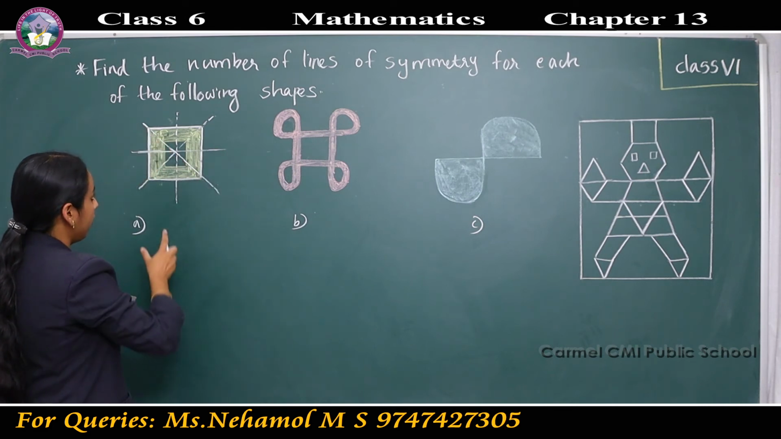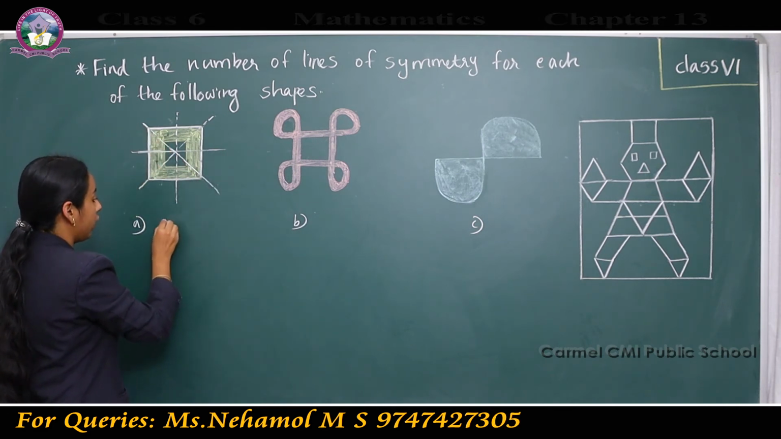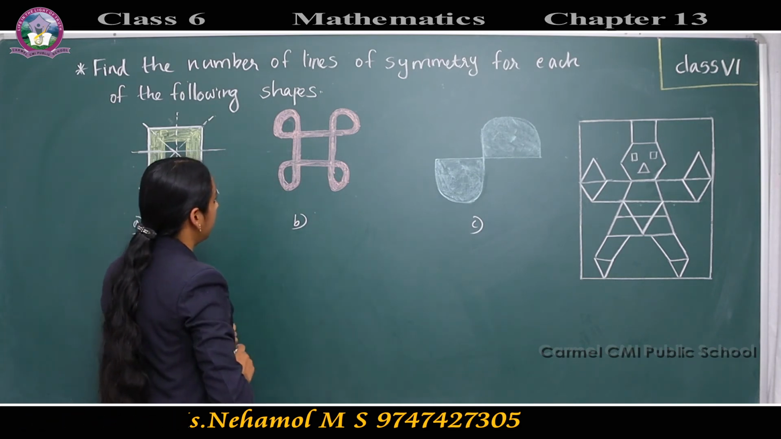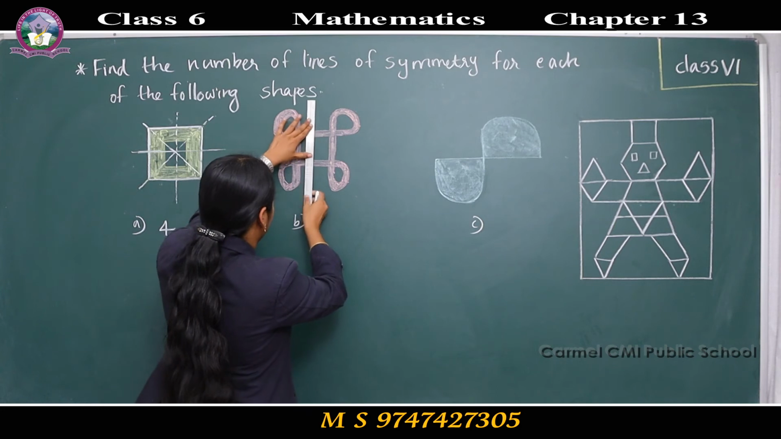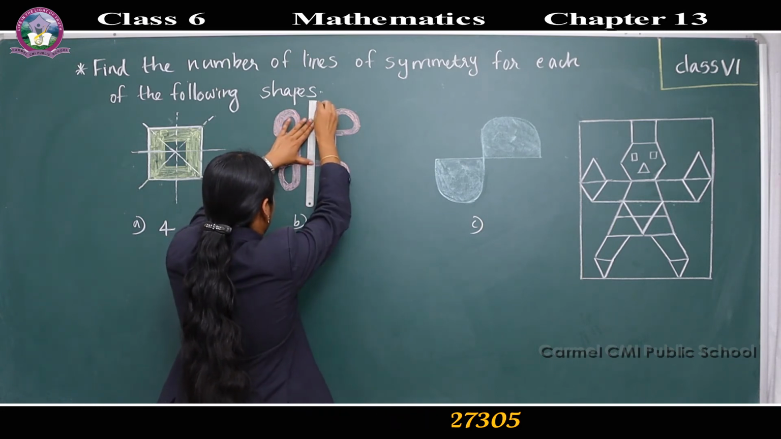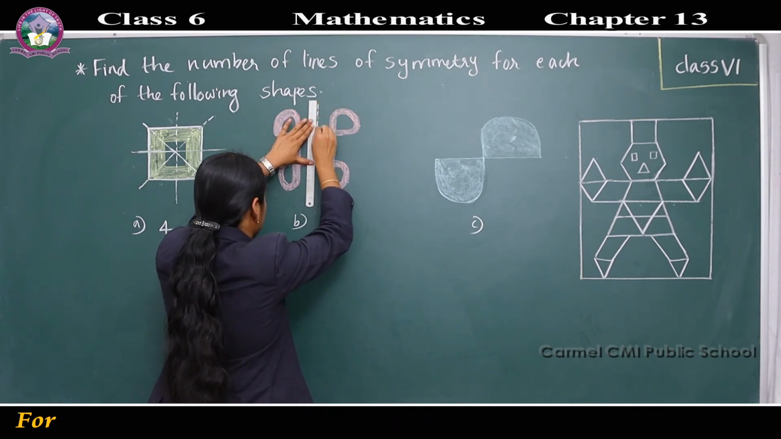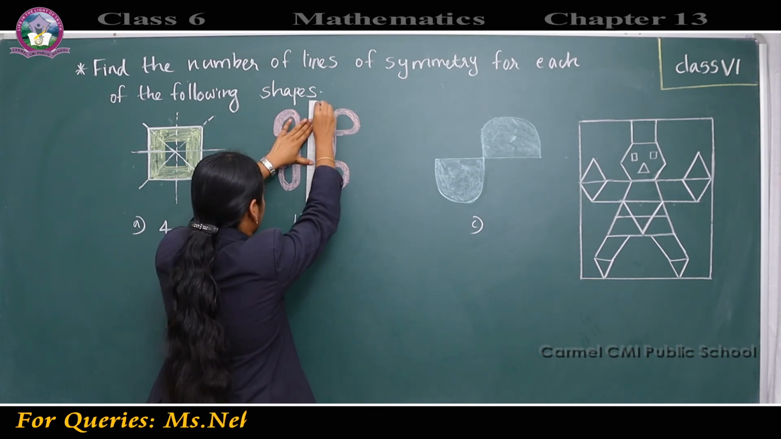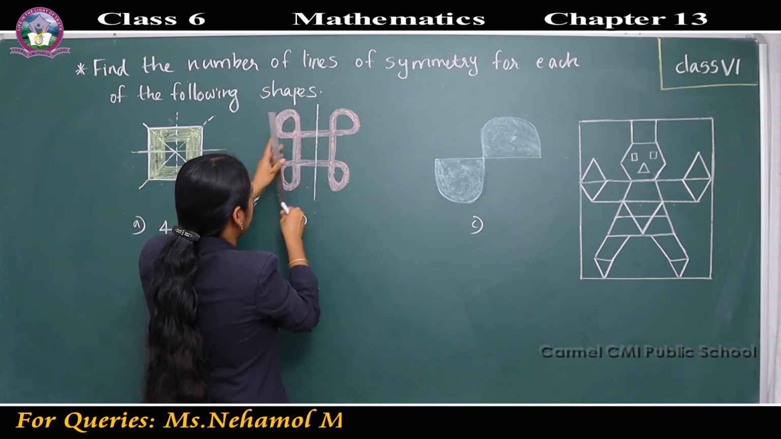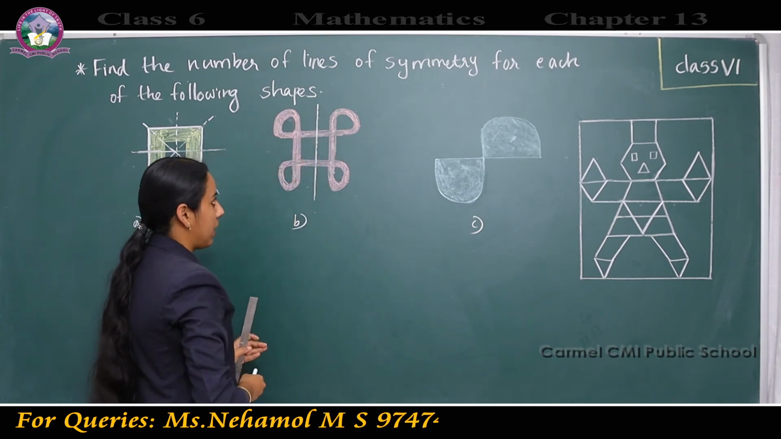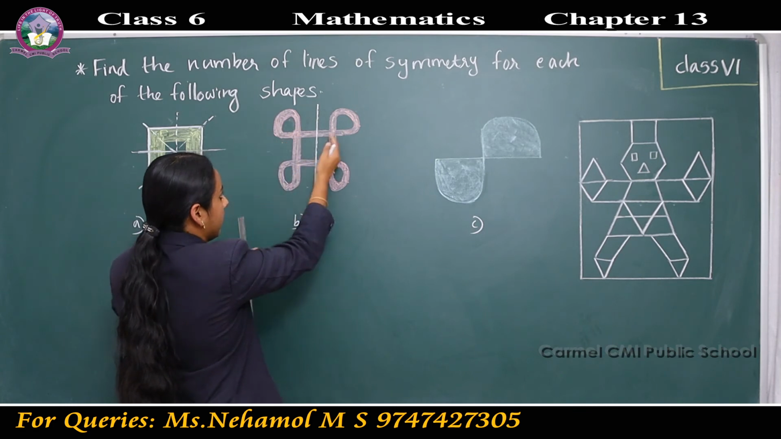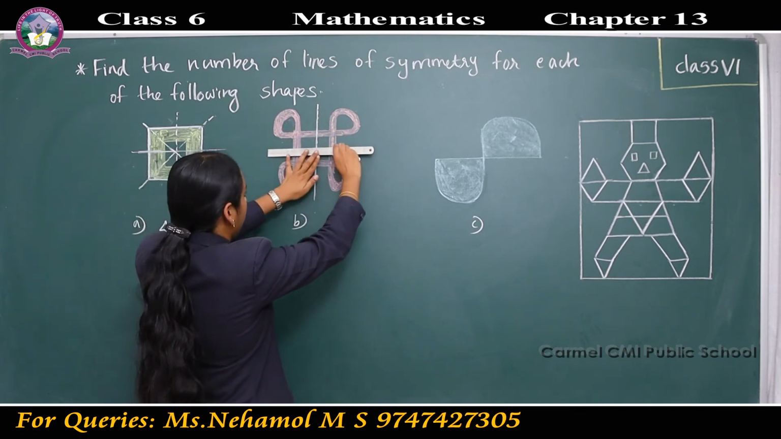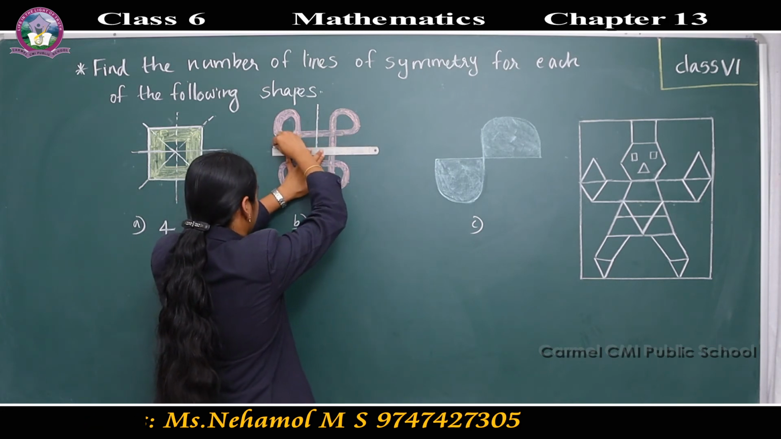So in total for the first figure there are 4 lines of symmetry. Then what about the second figure? Here also, if we draw a line of symmetry this way, then we will get 2 identical parts, and if we fold the figure like this, this part exactly overlaps the first part. Then we can draw a line of symmetry horizontally.